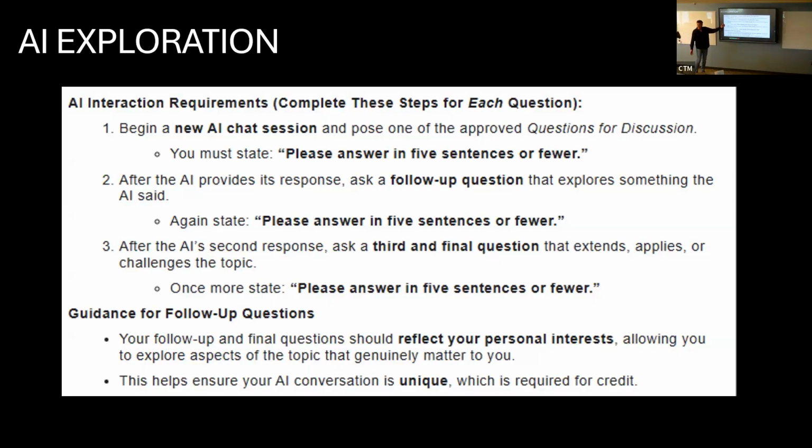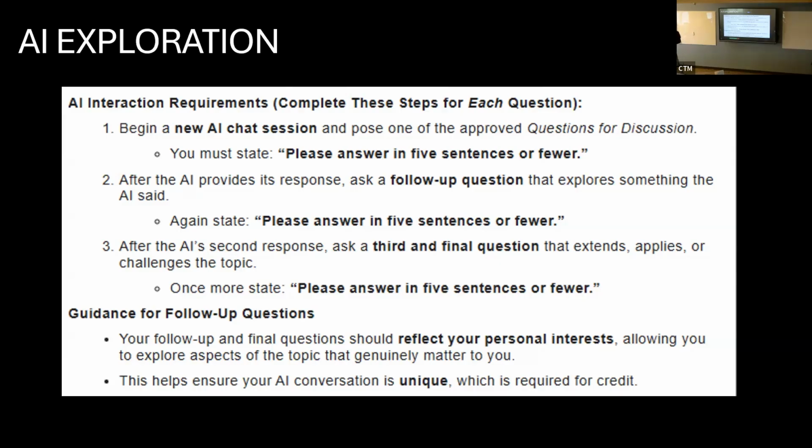And so you can see this is literally what I have in Canvas, which is ask the question, then a follow-up question based on something AI told you. Go anywhere you want. You can see the instruction at the bottom here. Follow-up and final questions should reflect your personal interests, allowing you to explore aspects. Go anywhere. I know you're also thinking, well, there's a way around that, and I will address that as well.